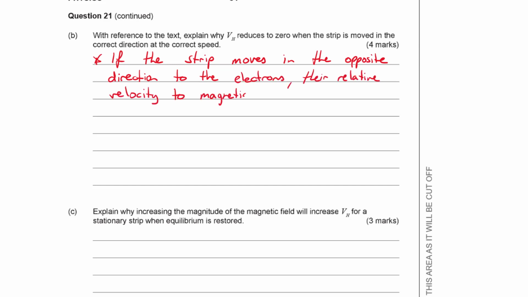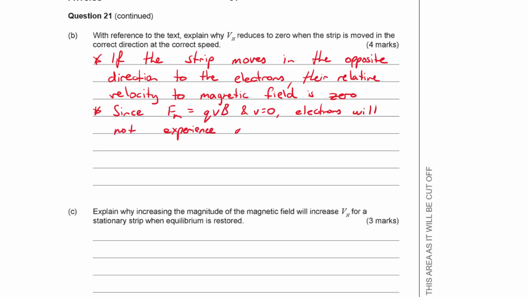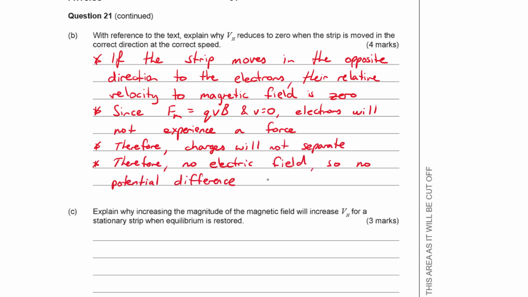So this is how I do it. If the strip moves in the opposite direction to the electrons, their relative velocity to the magnetic field is 0. Okay, so we know that F equals QVB. So if the velocity is 0, then the electrons will not experience any force. So the charges won't separate, and if the charges don't separate, then you have no electric field, and therefore no potential difference will be detected.